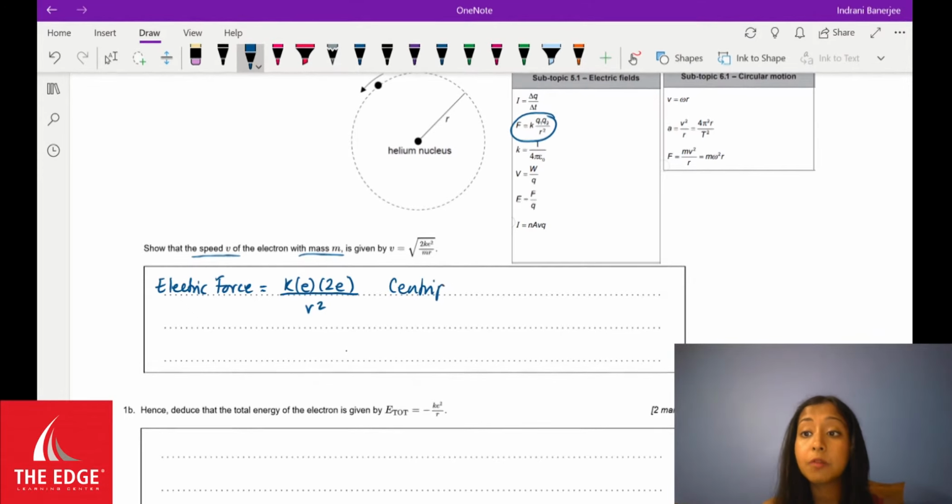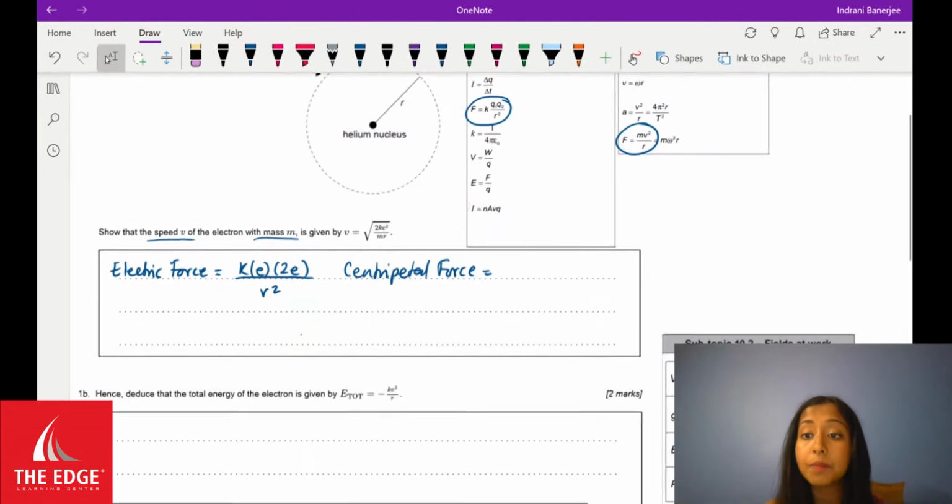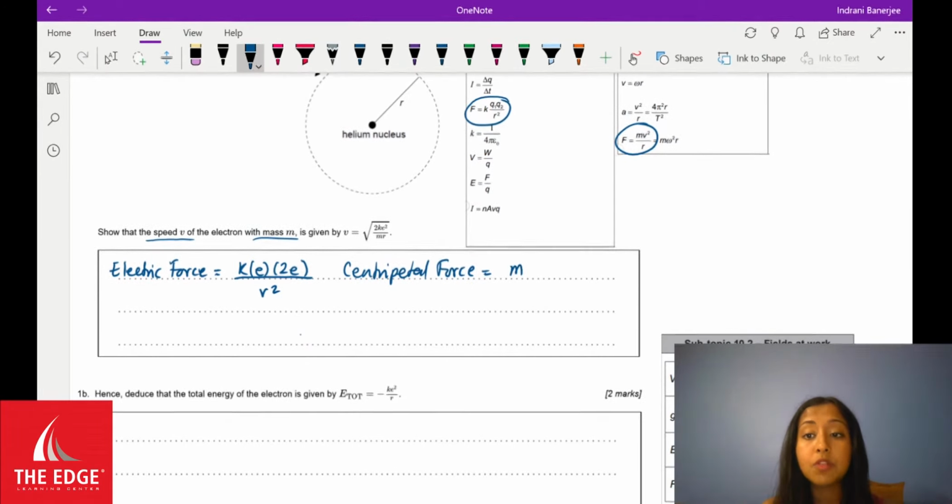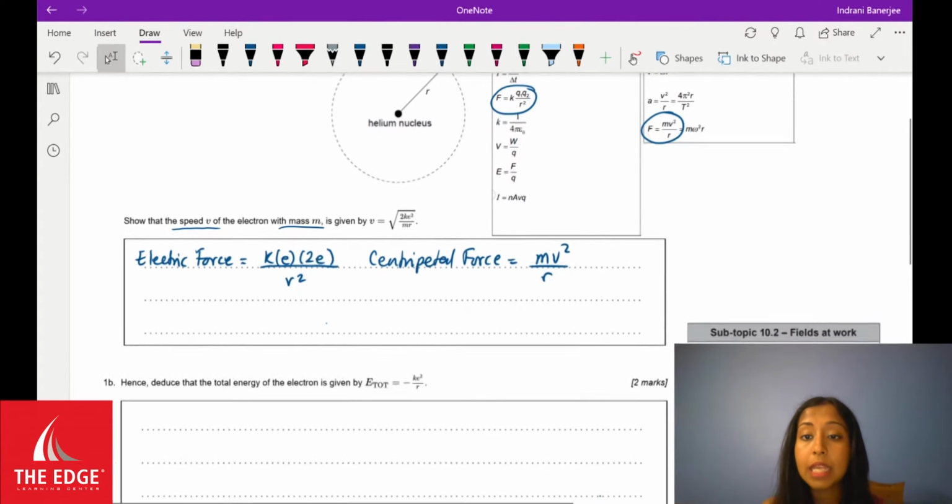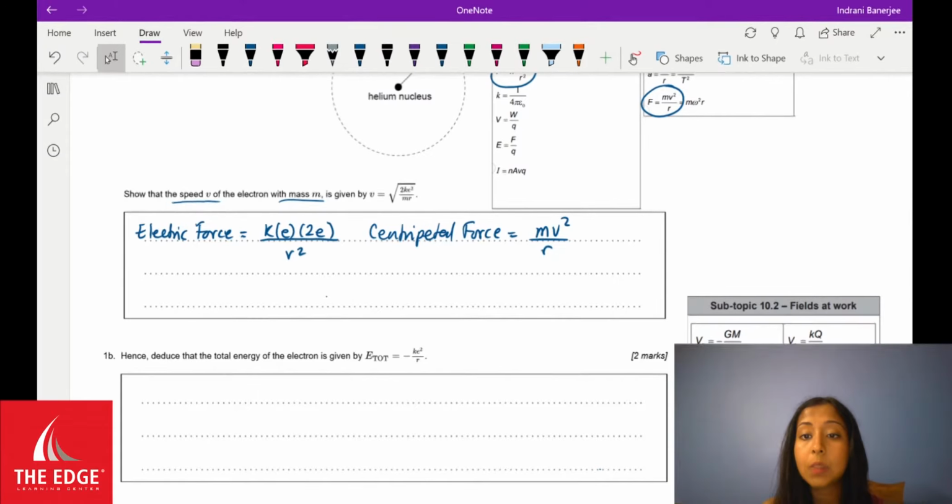The centripetal force will be mv squared over R. The next part of the question is just us equating them. So just be careful when you do that. They have asked us to calculate V. So we should get 2E squared K, or 2KE squared over R squared, equals mv squared over R.